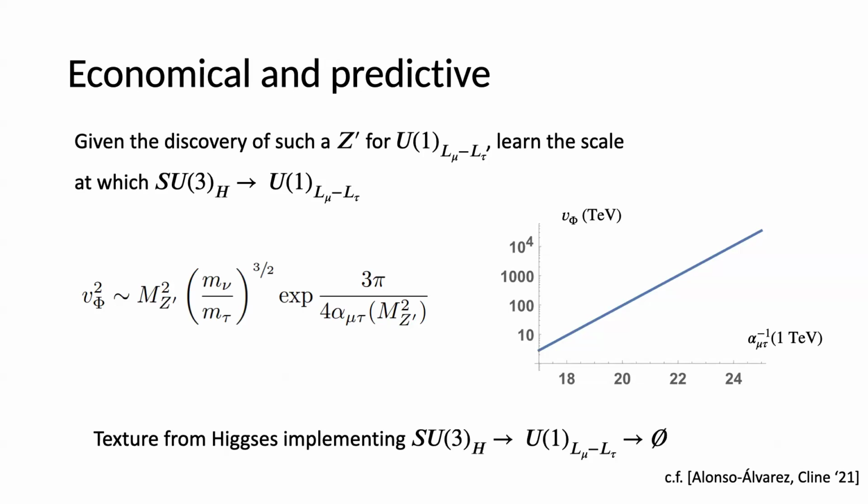This is a relation you can write down. If we were to find an L mu minus L tau gauge boson at 1 TeV with an alpha of 1/20, then we learn that at 100 TeV, we should find the rest of the gauge bosons.